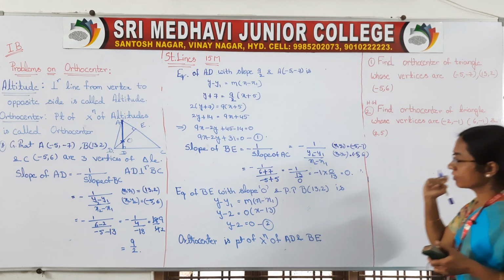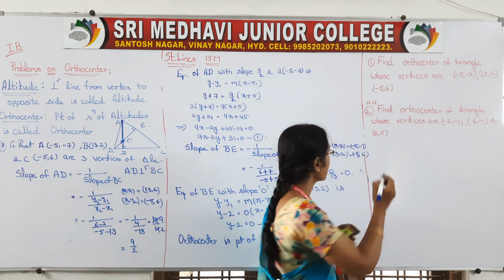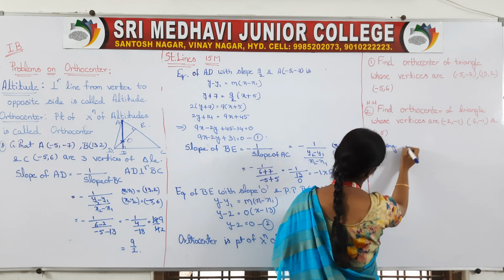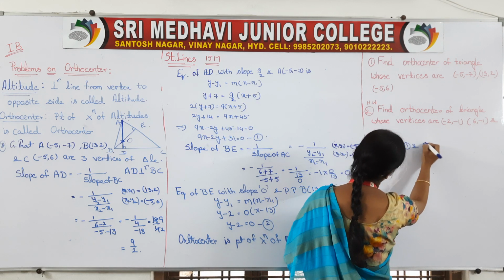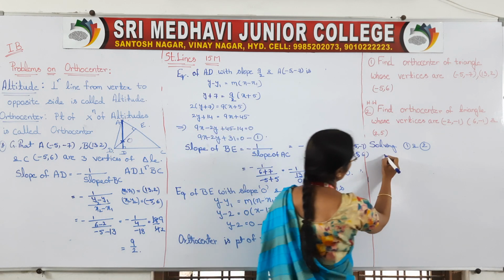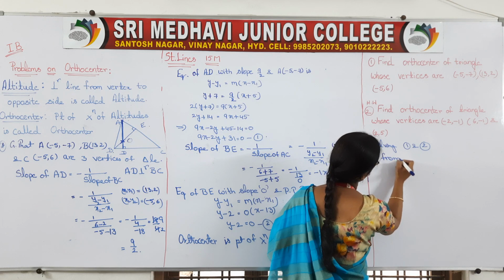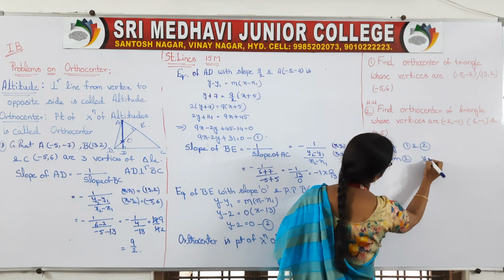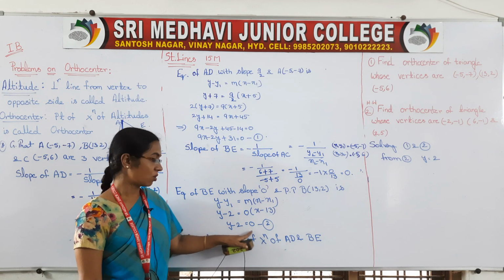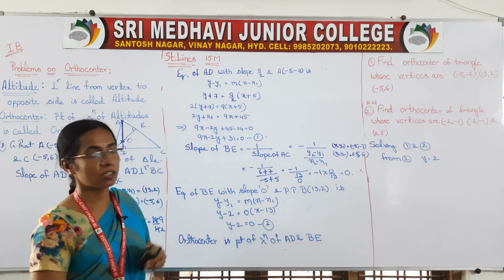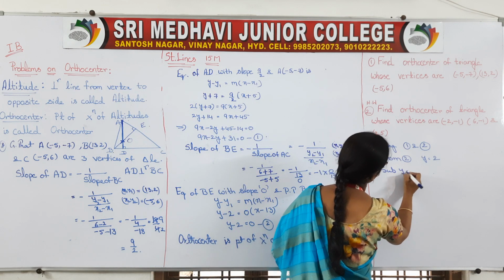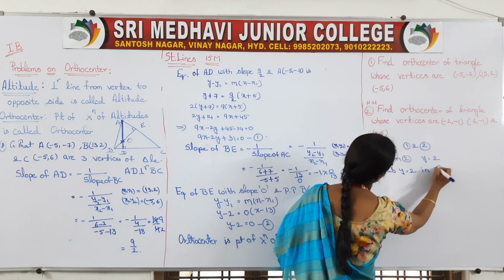So how will we solve it? AD is there, BE is there. Solving 1 and 2 now. From the second equation, y minus 2 is equal to 0. Send minus 2 to that side: y is equal to 2. So substitute y is equal to 2 in the first equation.